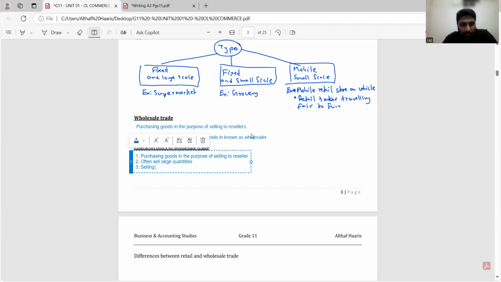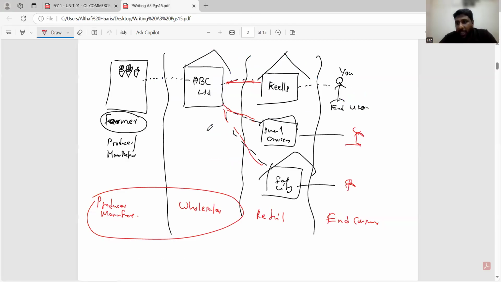Selling less variety of items, or sometimes only one item. As I told you, ABC Limited sells carrots only. They don't sell everything like in a supermarket. Focus only on carrots.